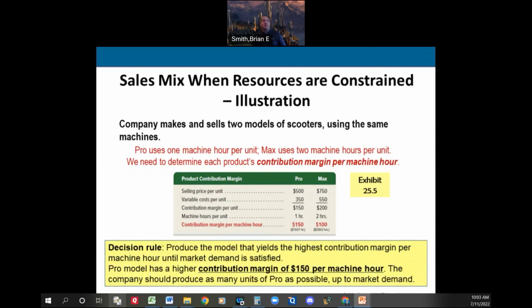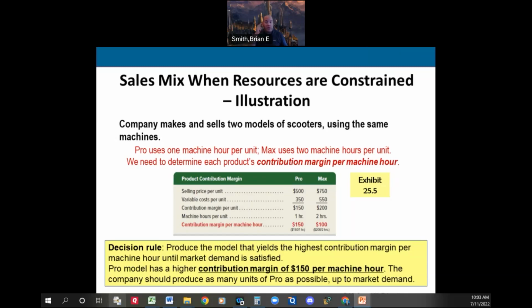Produce the model that yields the highest contribution margin. Oh, per unit of machine hour. So I said initially the max one is their contribution margin per unit, but we want to see it as a measure of our units per hour. Because our Pro has a higher contribution margin per machine hour, we're going to want to make more of those when we're looking at it from that standpoint.